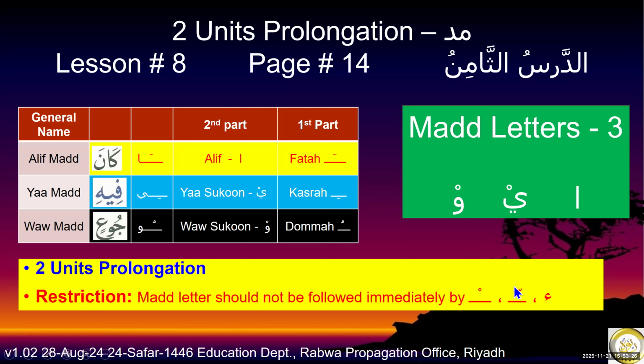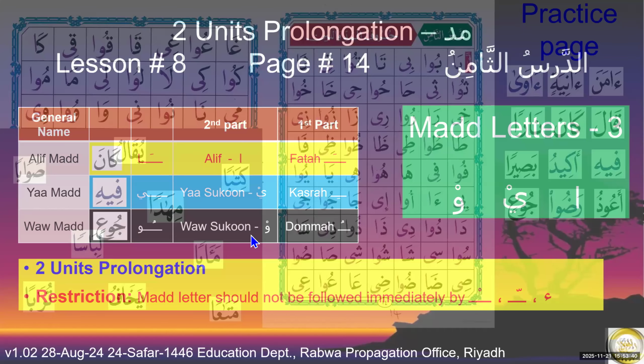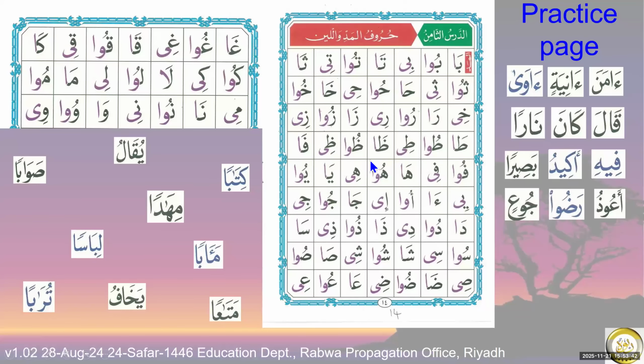The same restriction applies: the mad letter should not be followed by the letter Hamza, or a letter with Shadda, or a letter with Sukun. Then it can be prolonged only 2 units. Some examples are also given here. This is the textbook page for practice, and some examples are here.